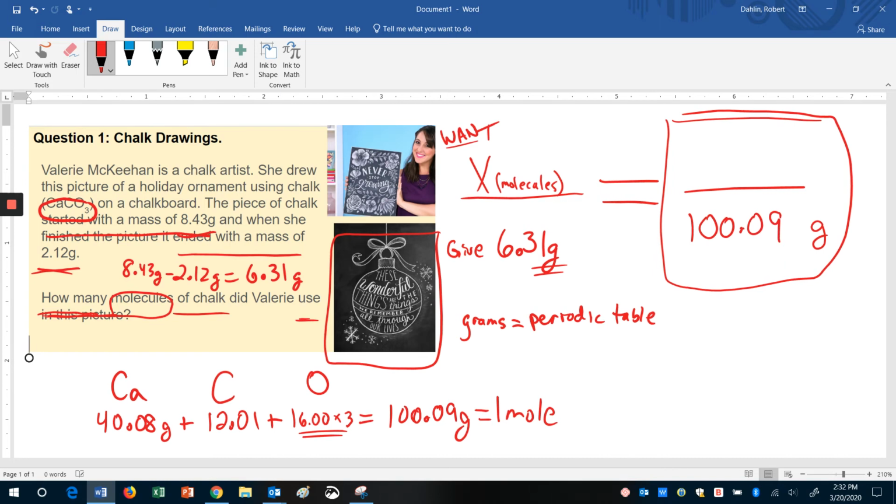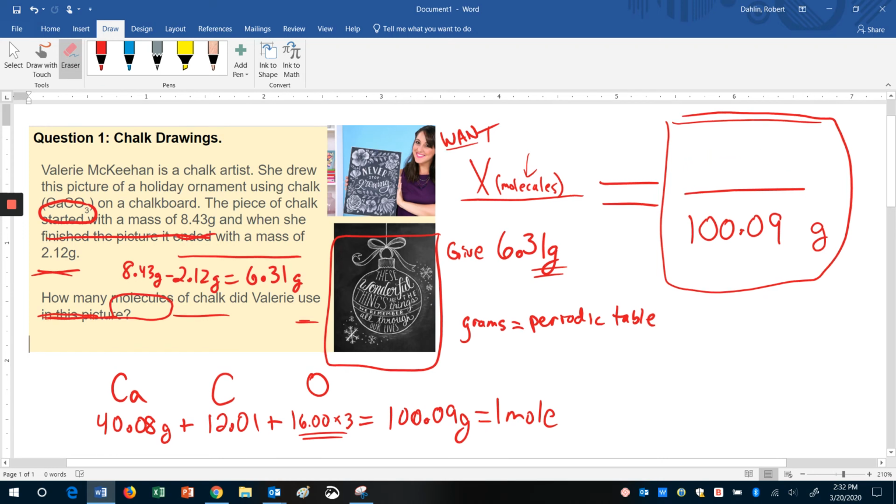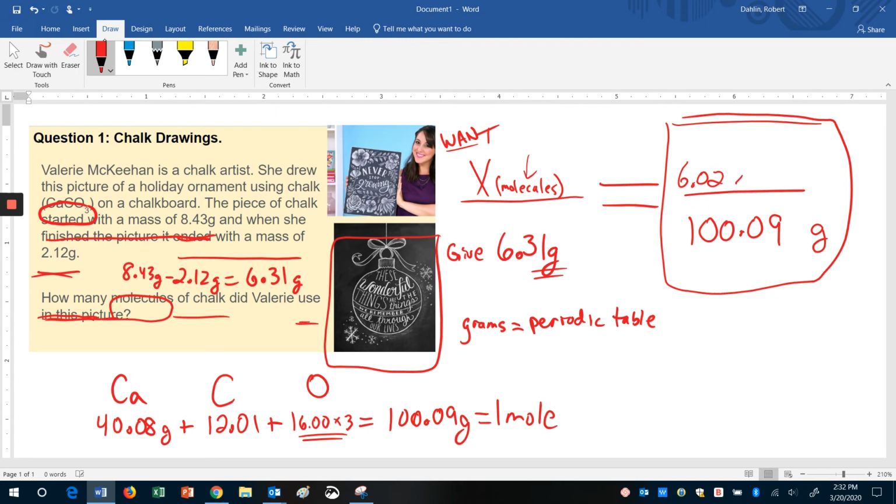100.09 grams. But here's where it gets a little different. This is technically how many grams are in 1 mole of chalk particles. But that's not what the question's asking for. The question's asking for molecules. So now I have to say, well, how many molecules are in 1 mole? And you just have to remember, what does the word mole mean? The word mole means 6.02 times 10 to the 23rd of any object. And in this case, the object is molecules.